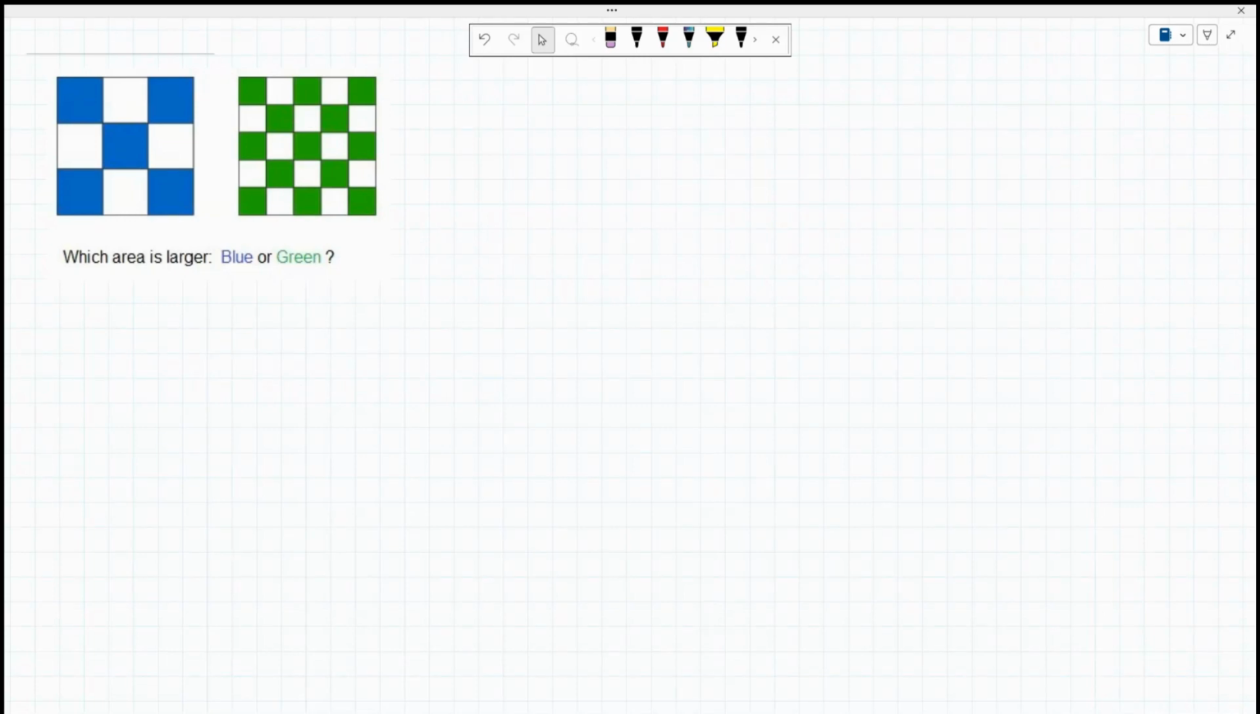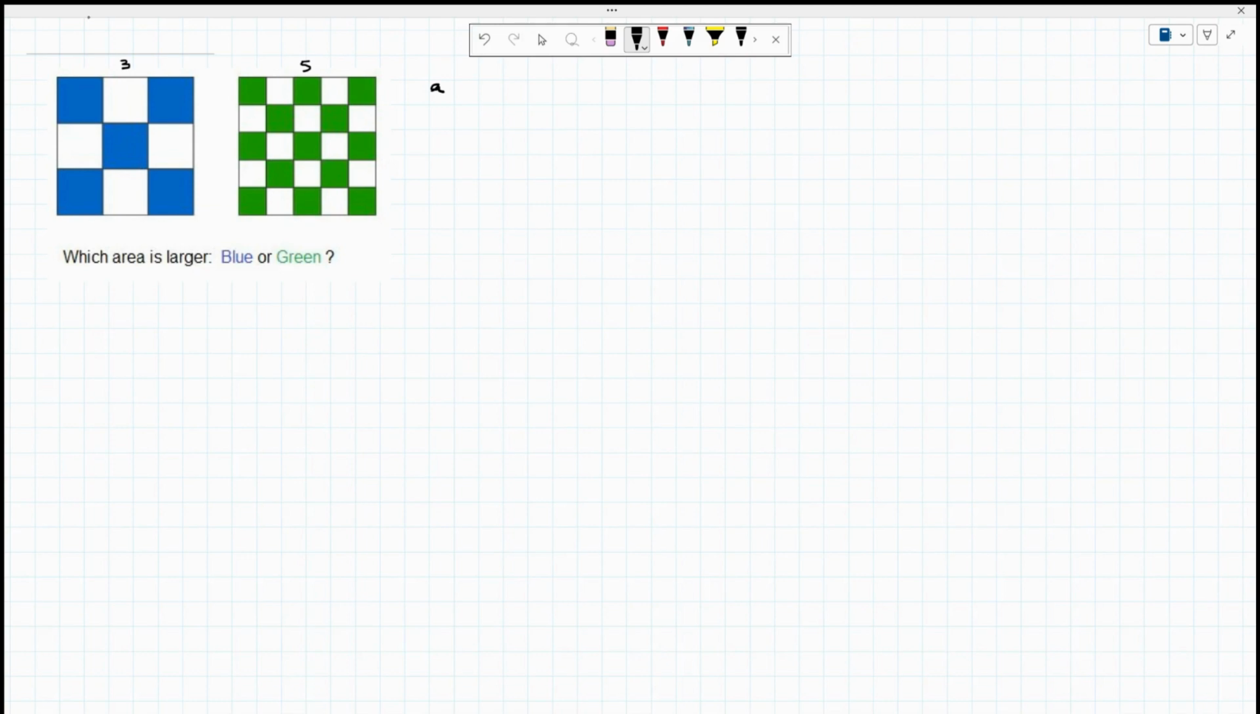Hello, my friends. We want to see which area is larger, the blue area on the left or the green area on the right. The side of each square is A, and both squares are the same size. As you see on the left square, each line is divided to three squares. So we have three squares here, and on the right side, we have five squares in one line.